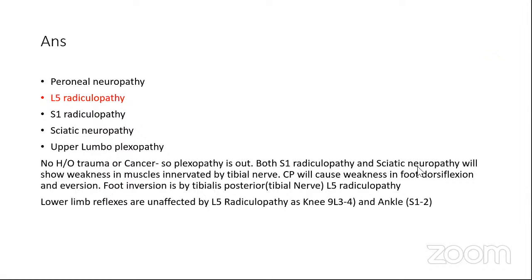Both S1 radiculopathy and sciatic neuropathy will show weakness in muscles innervated by the tibial nerve. Common peroneal will cause weakness in foot dorsiflexion and eversion. Foot inversion is by tibialis posterior and L5 radiculopathy. So lower limb reflexes are unaffected by L5 radiculopathy, as the knee is L3-4 and the ankle is S1-2.